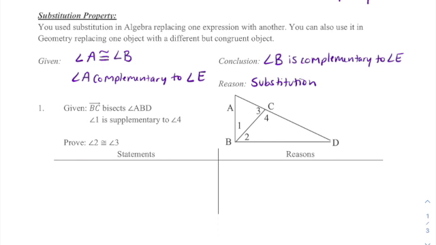Now there's nothing specifically that we're just replacing. So it's not something in the diagram that helped me conclude this. I only knew it because we can replace congruent angles in for each other to make new statements. So let's go ahead and look at a more complex example of how this works out.